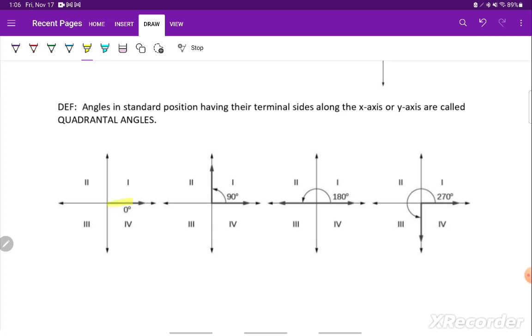Right, so if our angle is 0 degrees, here our terminal side is just right on top of our initial side on our positive x-axis. We have a quadrantal angle at 90 with our terminal side ending on our positive y-axis. Another one when we're at 180 degrees, terminal side on that negative x-axis. And then lastly at 270 degrees with our terminal side on the negative y-axis.